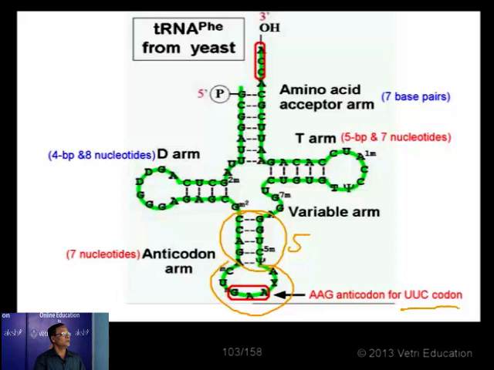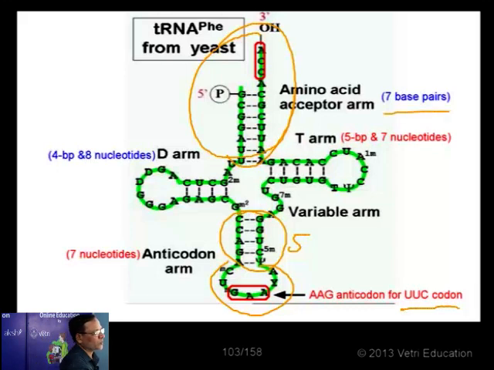Then the second one is the amino acid acceptor arm. These two are oppositely oriented: this is the anticodon arm, and this one is the amino acid acceptor arm. The amino acid acceptor arm has a 7 base pair stem: 1, 2, 3, 4, 5, 6, 7. This is made up of the 5 terminal nucleotide forming base pairs with the 3 terminal nucleotide. Then at the 3 terminus, there is a CCA group.